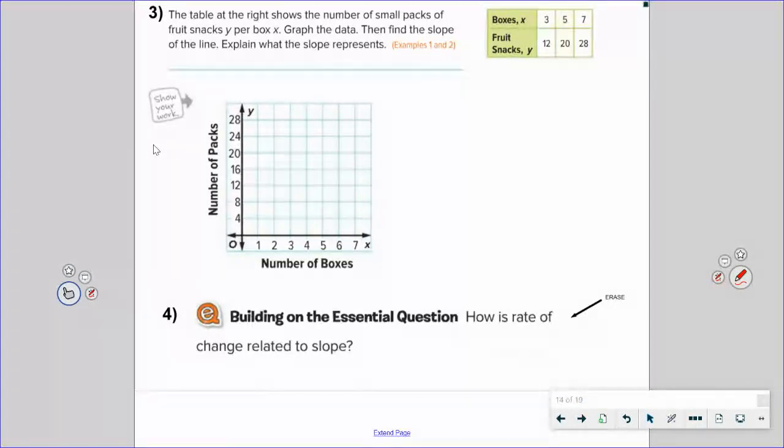All right, let's do it again. We're comparing small packs of fruit snacks, that's the Y value, per box, that's the X value. Step 1, graph. Step 2, find the slope. Step 3, explain. I'm going to invite you to pause the video, go ahead and graph this, see if you can find it. Come on back when you're ready to check the answer.